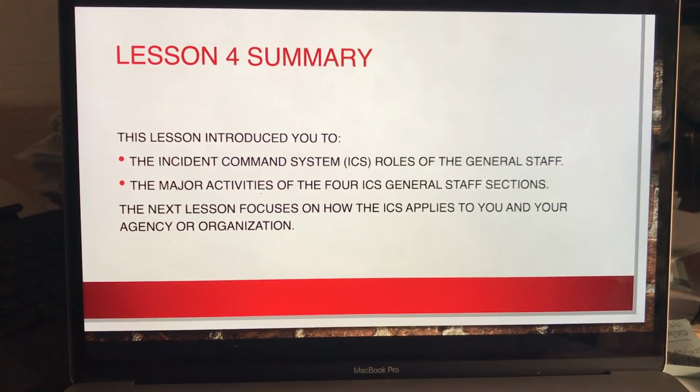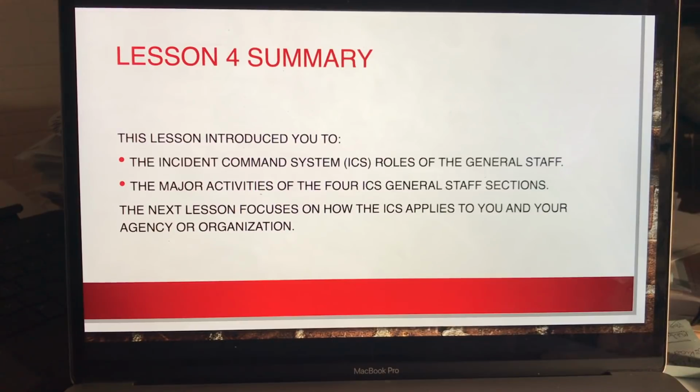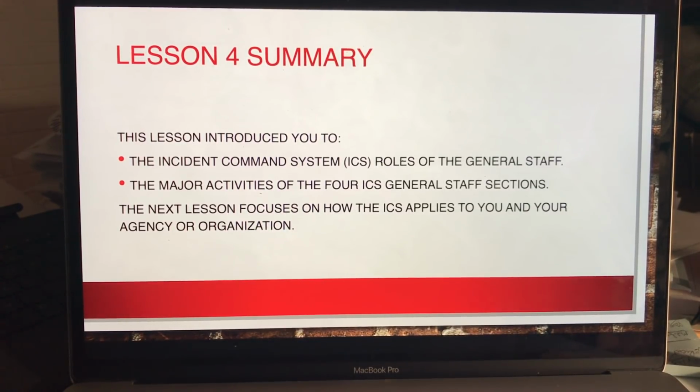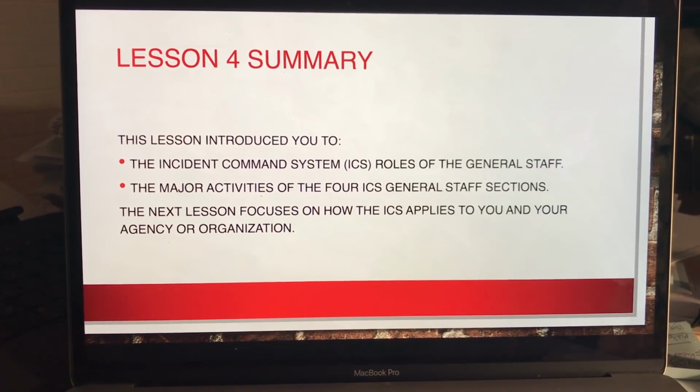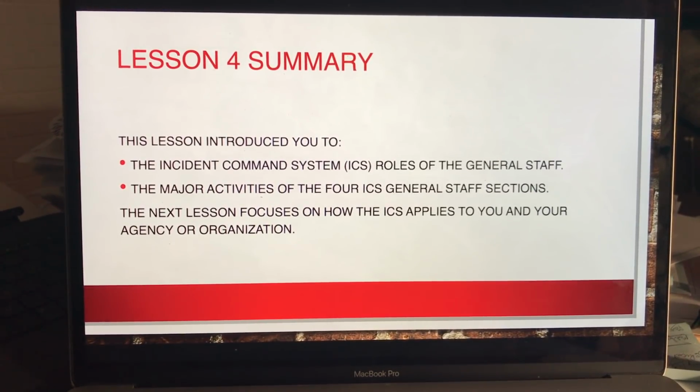Lesson 4, Summary. This lesson introduced you to the Incident Command System role of the General Staff, the major activities of the 4 ICS General Staff sections. The next lesson focuses on how the ICS applies to you and your agency or organization.